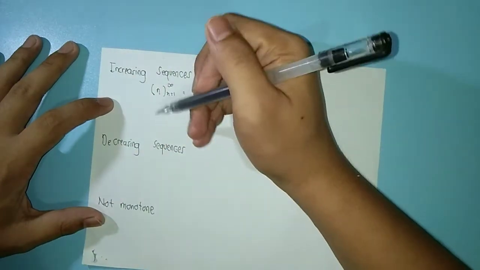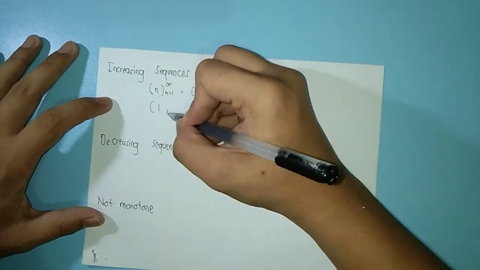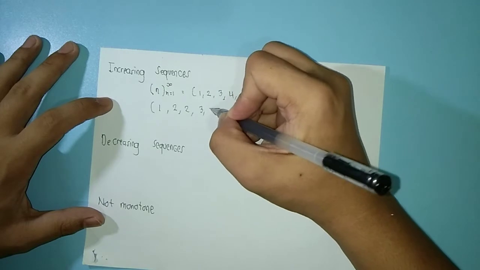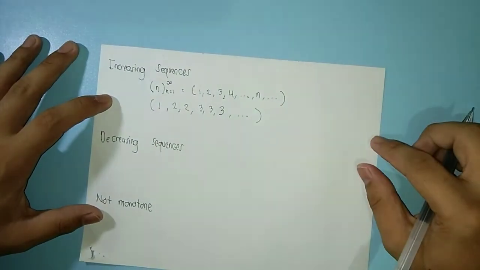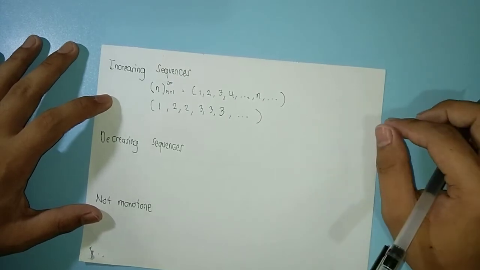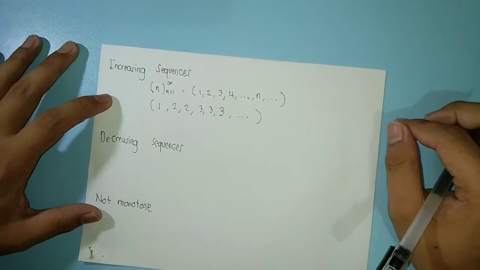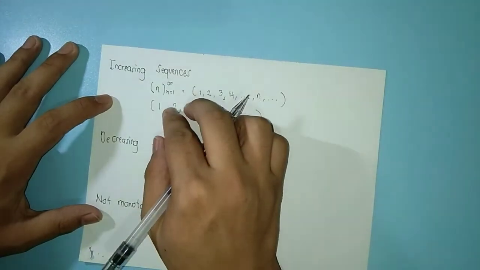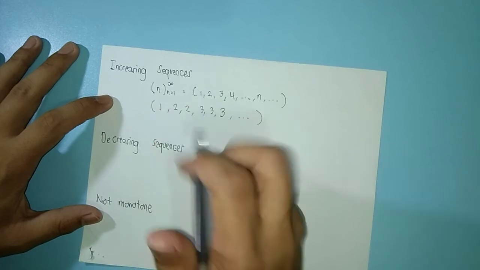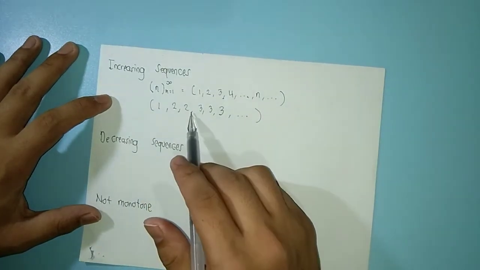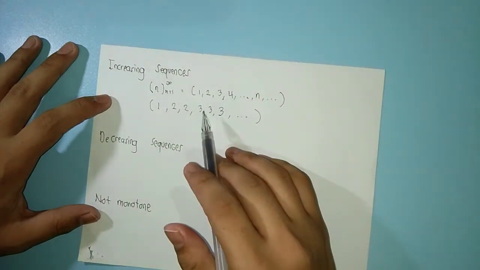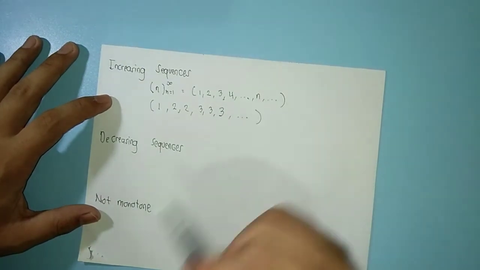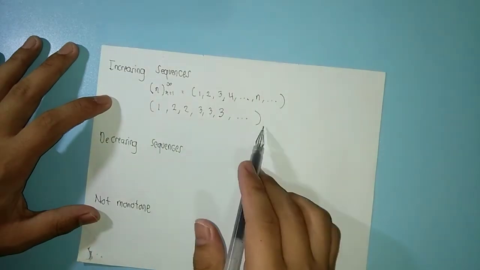Another example. Meron tayong 1, 2, 2, 3, 3, 3, then kasunod niya 4, 4, 4, 4, and so on. So, increasing sequence din yan. Although meron tayong same dito, pero yung values naman ng ating a sub n ay nag-i-increase. Okay, wala tayong makikita diyan na biglang nag-decrease yung values ng a sub n as n becomes larger.